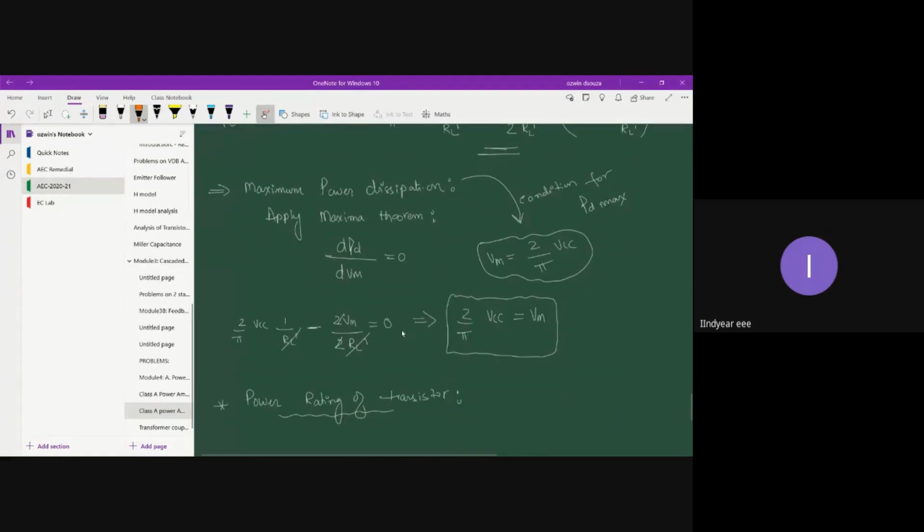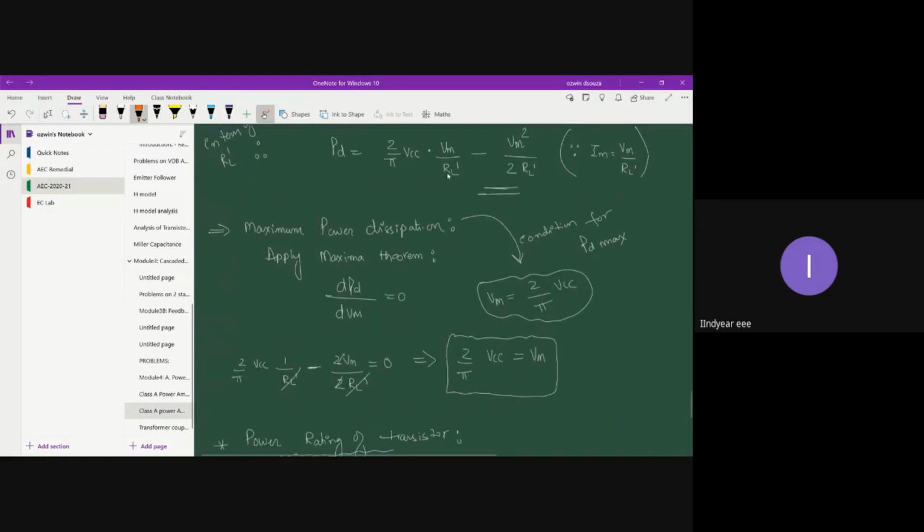So PD with respect to Vm, this Vm is going to get cancelled. So it is 2 by pi into VCC into 1 by RL dash minus the differentiation of the second term. So it is 2Vm divided by 2 RL dash, the 2 gets cancelled. And this is what you get in the end. So Vm is equal to 2 by pi VCC is the condition for maximum power dissipation. Okay, condition for PD max.